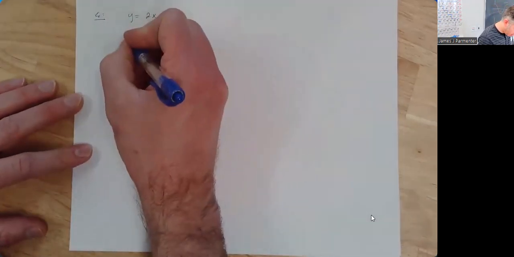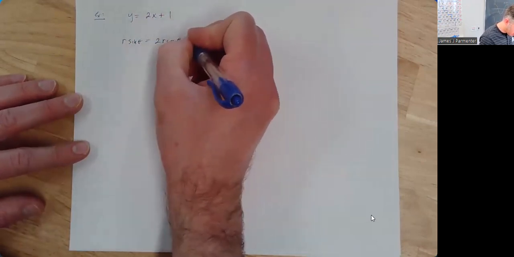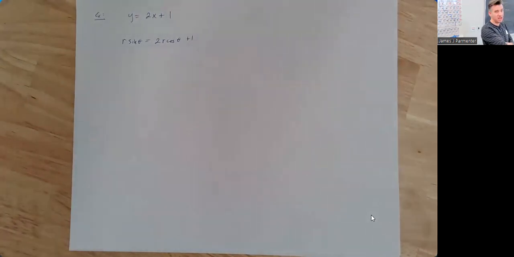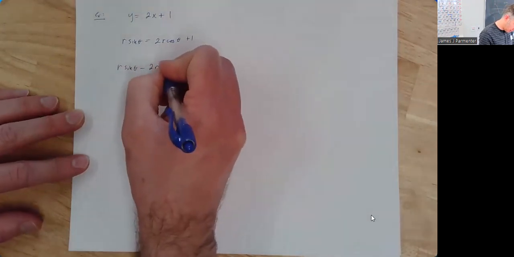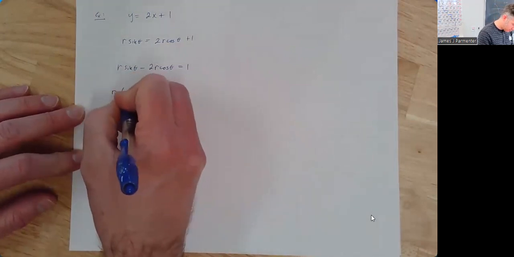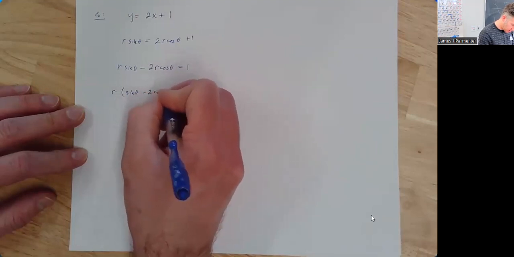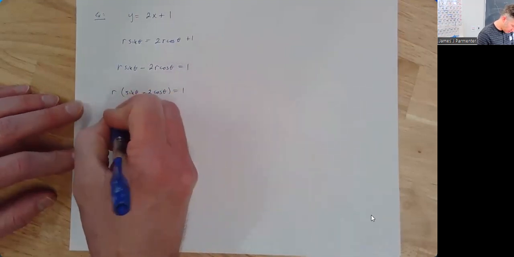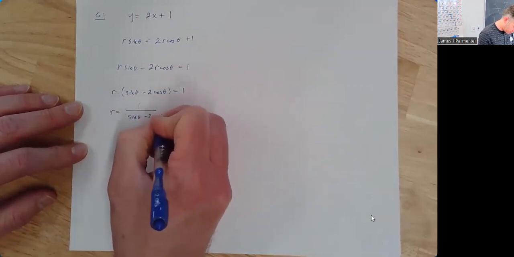I'm going to say r sine theta equals 2r cosine theta plus 1. And then without any other intuition, my thought is always going to be to solve for r. So I'm going to have r sine theta minus 2r cosine theta equal to 1. Factor out the r. So r times sine theta minus 2 cosine theta equals 1. And then r is equal to 1 divided by sine theta minus 2 cosine theta.